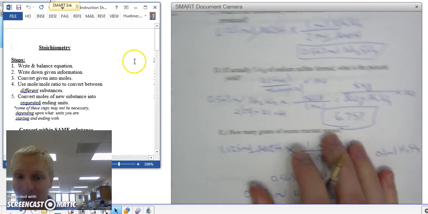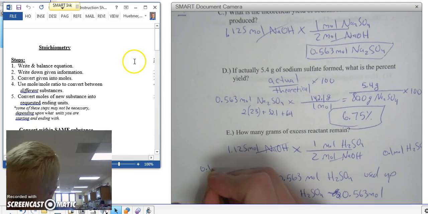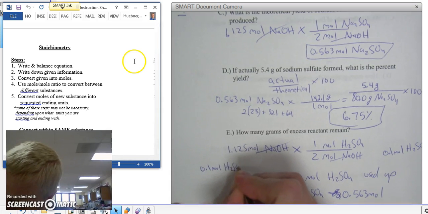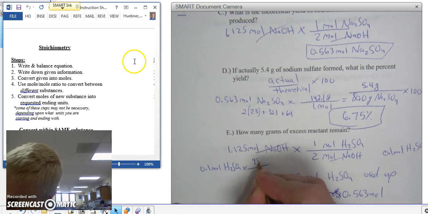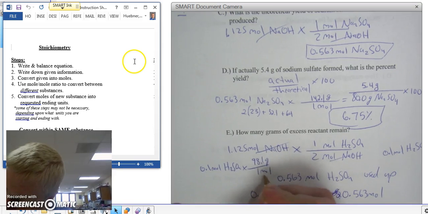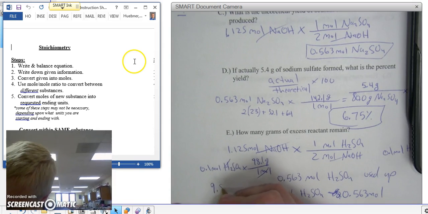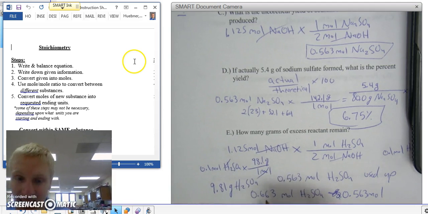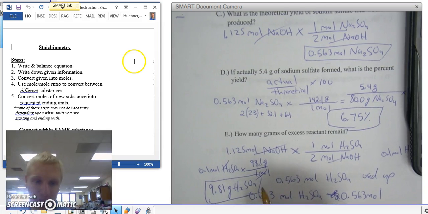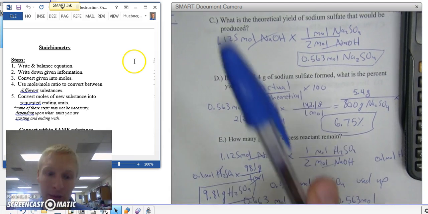However, it asks us for grams, so we're going to take this 0.1 moles of H2SO4, multiply it by our 98.1 grams per 1 mole. Moles cancels out. And we're going to get 9.81 grams of H2SO4 is sitting left over. That is our final answer, and that is the ultimate stoichiometry.